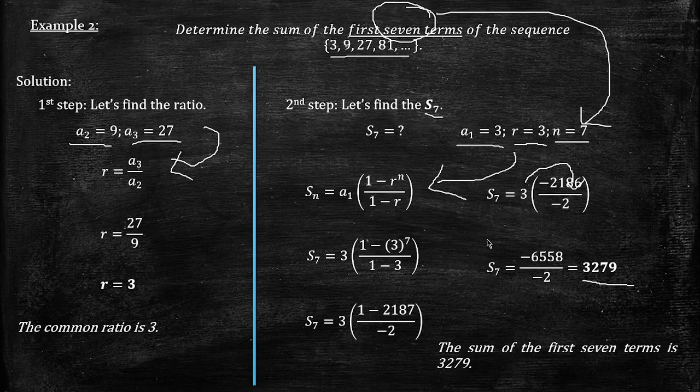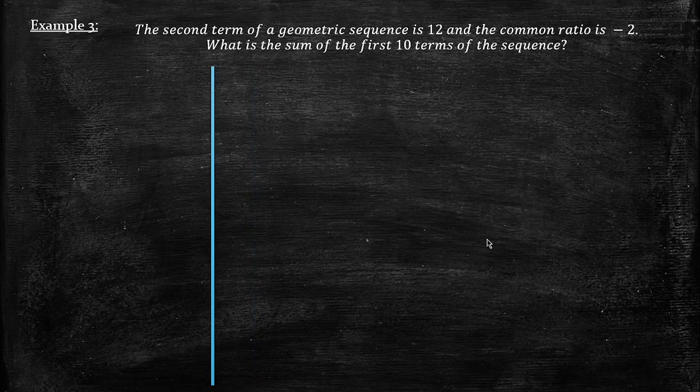The sum of the first 7 terms is 3,279. So let's try another one. For example number 3, we have here a different problem from the rest. Ito na yung part na sinabi ko sa inyo na bibigyan ko kayo ng example wherein yung missing is the a sub 1. Yun yung una nating hanapin sa first step. So let's read the problem.